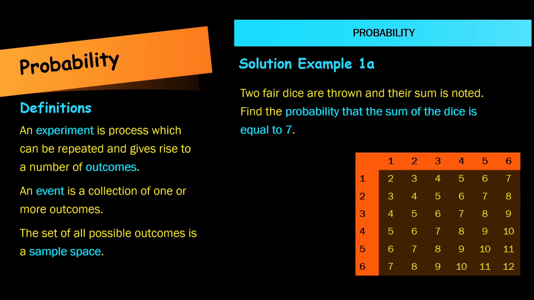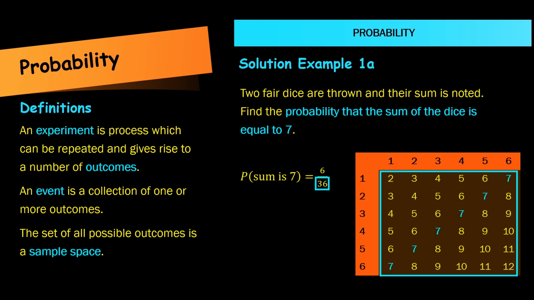So if we solve part A, we're going to find the probability that the sum of the dice is equal to 7. All the 7s in the table have been highlighted. Notice that there are 6 of them. So the probability that the sum is 7 equals 6 out of 36, which is the total number of outcomes.